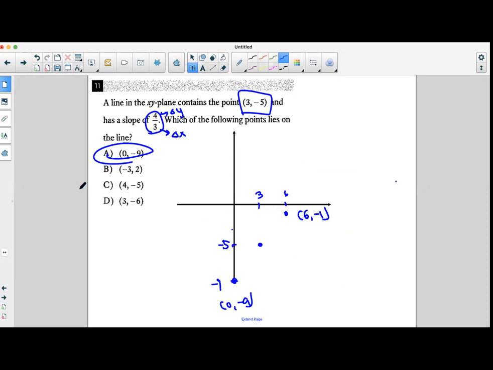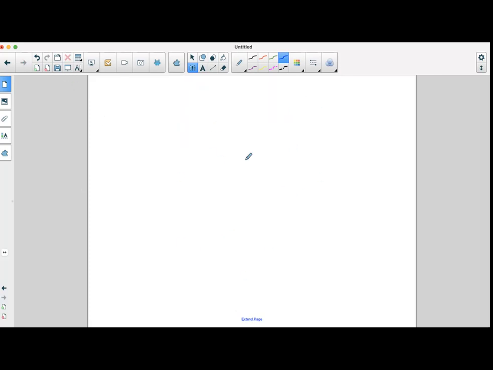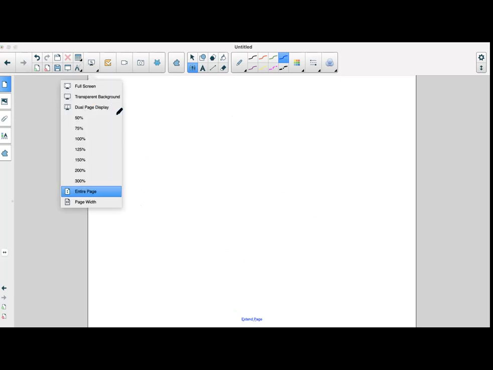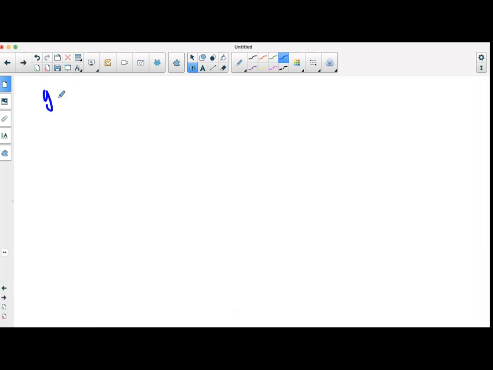Now, but the thing is this: what if we are doing the equation of the line in three different ways, right? That's one way. And then that's the point slope form. This is the slope intercept form. And the last one is the standard form.